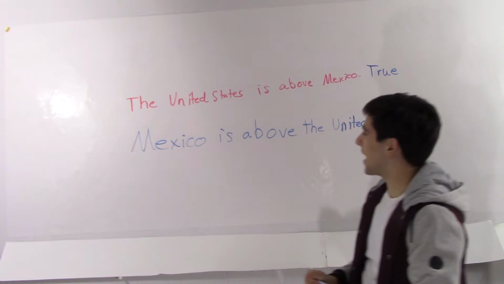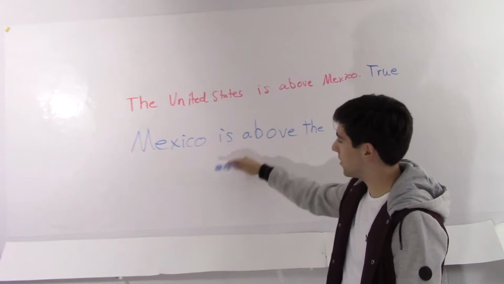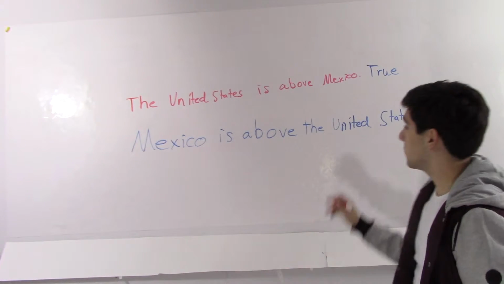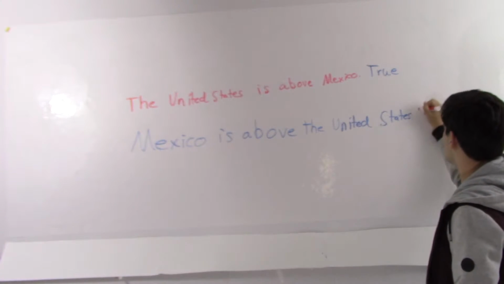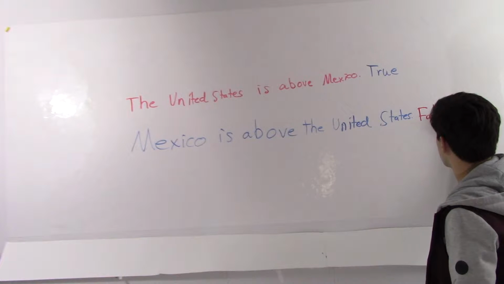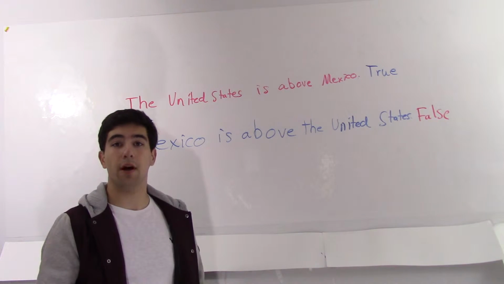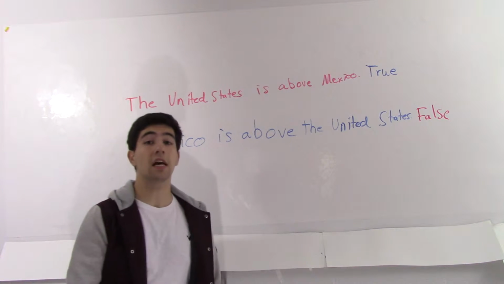But Mexico is above the United States. Based on what I just said before, Canada, United States, Mexico, Mexico is under the United States. So as much as this statement is grammatically correct, it is not a true statement. It's false. These language principles apply to math in the exact same way. What we have to start doing is looking at mathematics and mathematical expressions like a language.